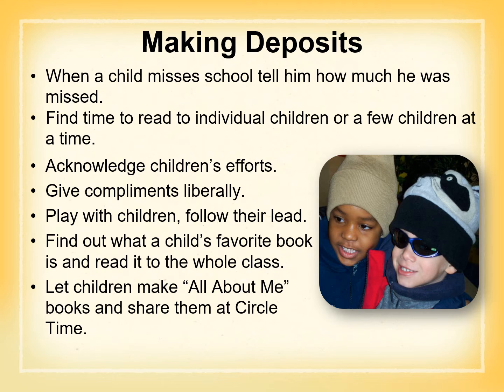Play with children, follow their lead, so don't take over their play. Find out what a child's favorite book is and read it to the whole class. Let children make an all about me book. So I don't know if you did this in CD15, but each child has their individual book where pictures are added to it. It should have pictures of their families. It would indicate their birth date. It might have a picture of their house. You might have a thing where you write, what are your favorite things to do at school? And the child tells you, and you list them in his or her book.